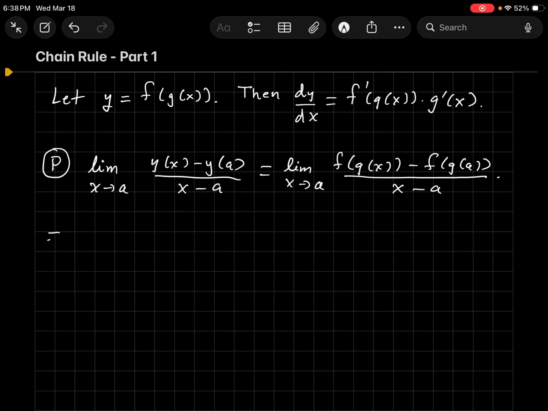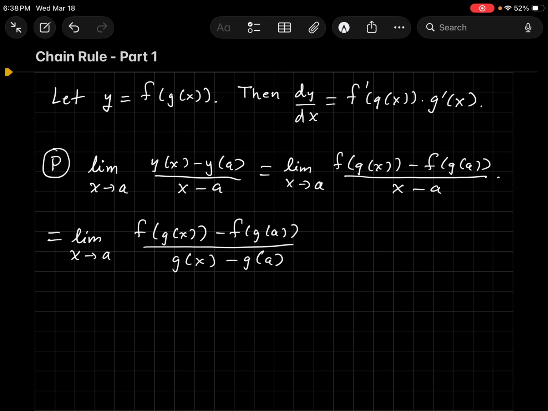And the way to handle this one is we're going to multiply by 1, but a very specific type of 1. In fact, we'll do this. We'll write f of g of x minus f of g of a over g of x minus g of a times g of x minus g of a. That is the 1 that we multiplied by. And then we have the original over x minus a.